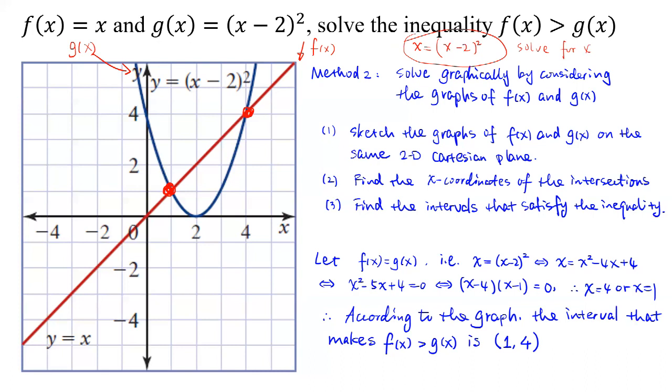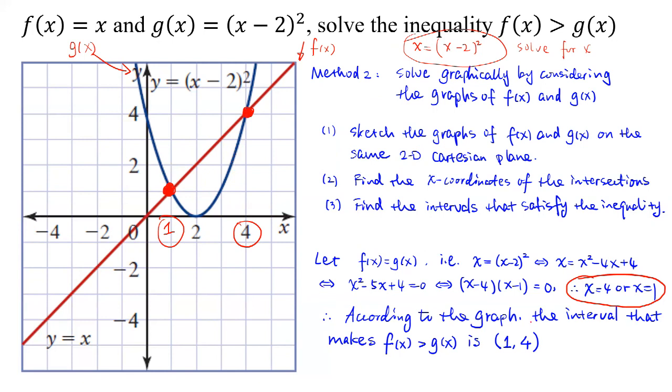Because this is actually a quadratic equation, which can be easily solved by using factoring or the quadratic formula, right? Okay, so by using the factoring method, we can see that there are two intersections with x coordinates of 1 and 4 respectively, right? So these are the solutions of the equation.